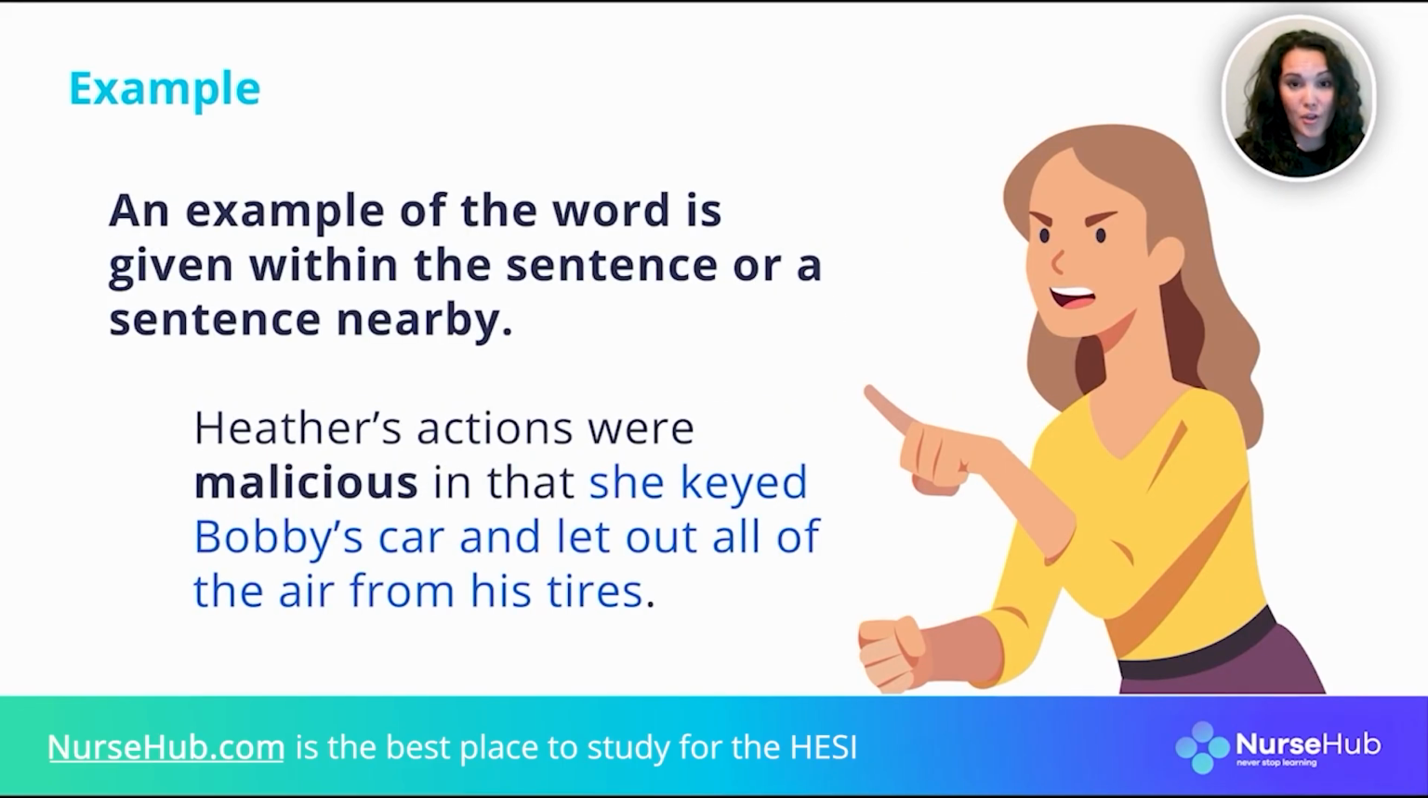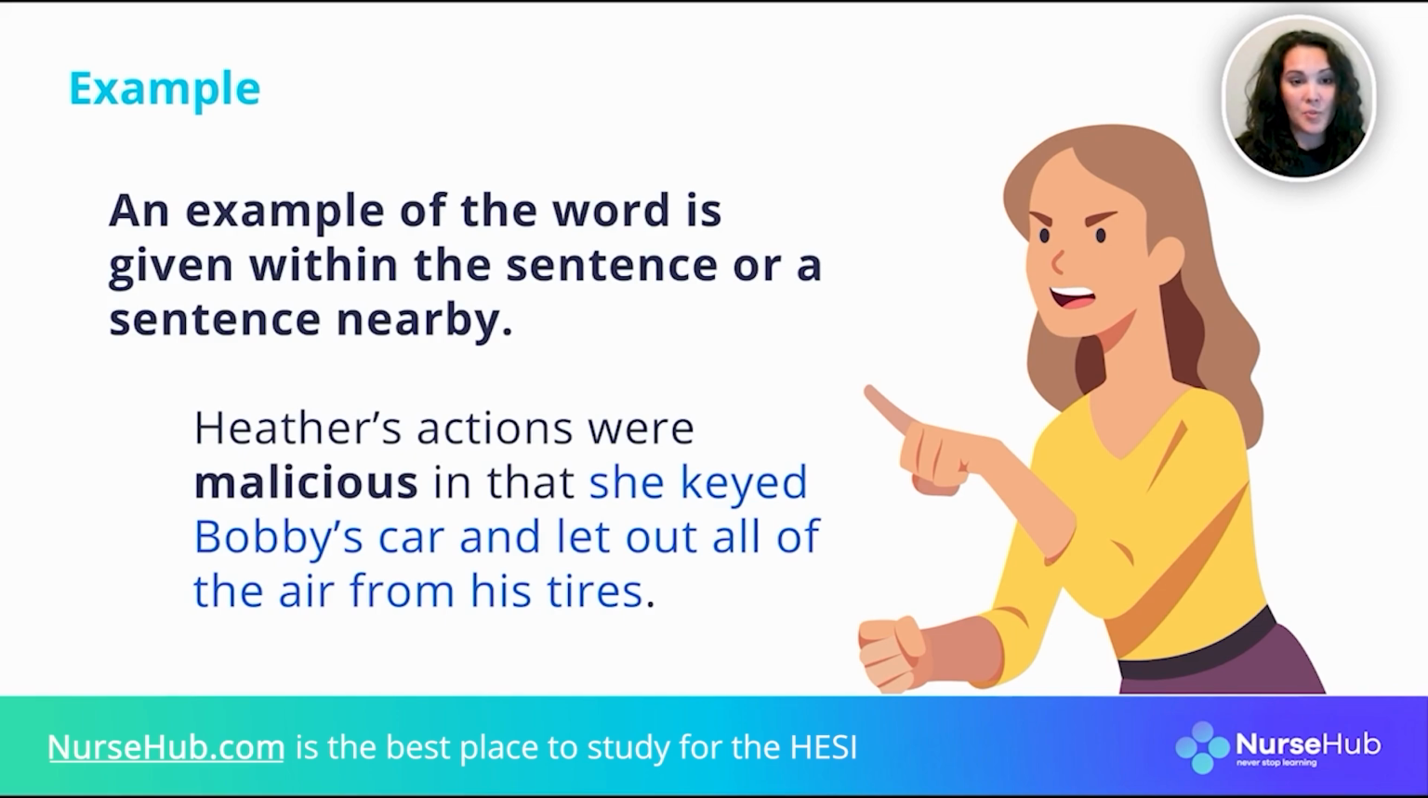Okay, as you can see highlighted on your screen, she keyed Bobby's car, which means you literally take a key to the paint and scrape all over it, which is not great. And let out all the air from his tires. Can't drive, there's no air in your tires, right? That's not cool. It's not good.